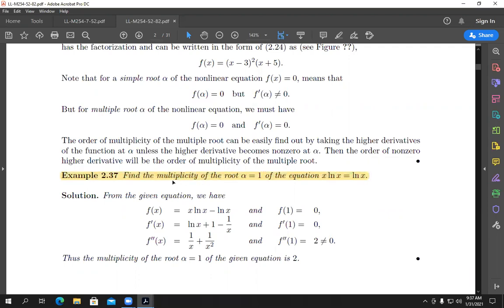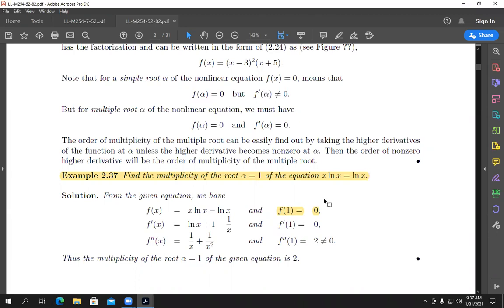Find the multiplicity of the multiple root alpha equal to 1 for this case. So you have to find m. What is your function? First you need the function. You take everything to one side and make it equal to the function, which is this. And what is f of 1? When you find f of 1, ln 1 is always 0. So this is 0 minus 0, which is equal to 0. This guarantees that alpha equal to 1 is a root.